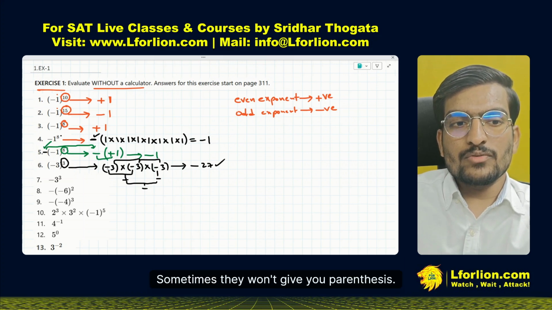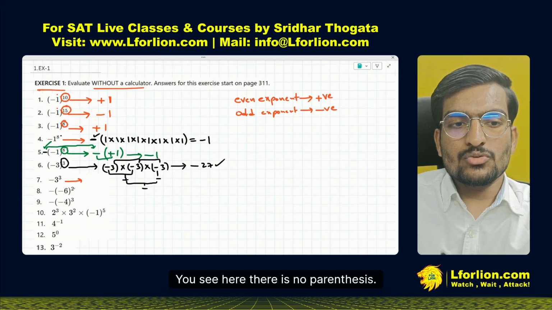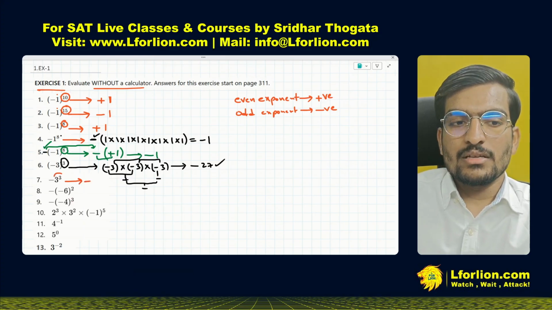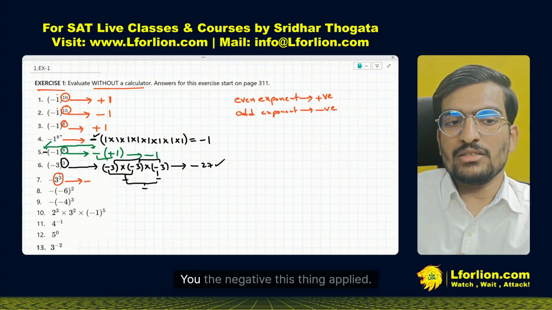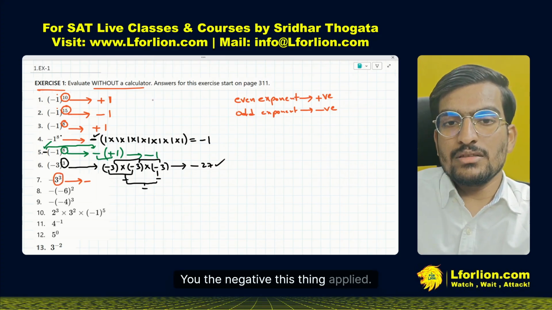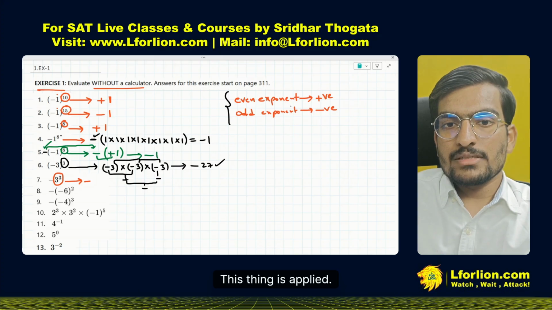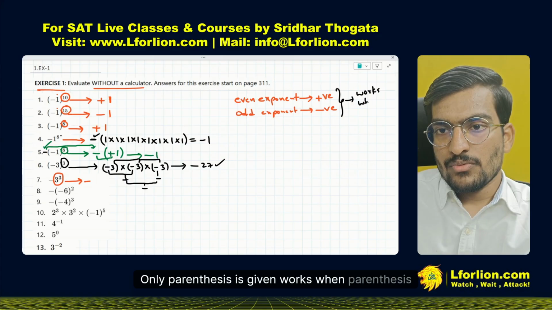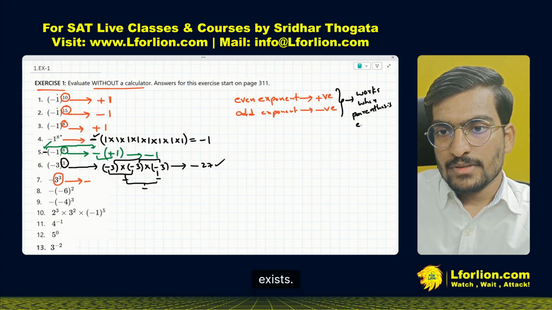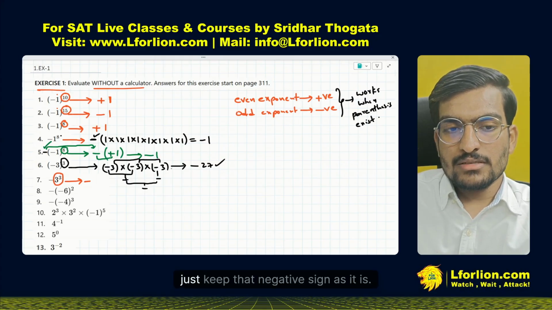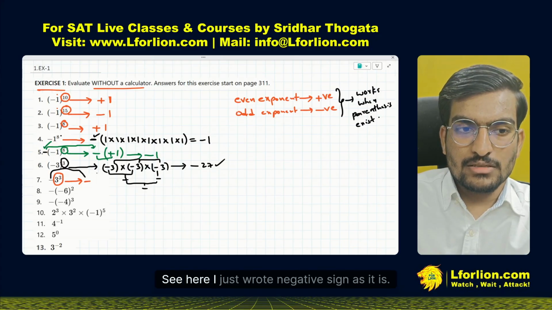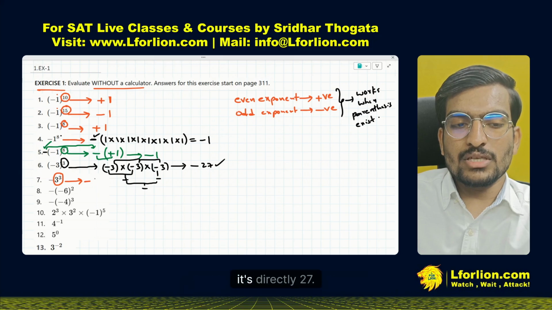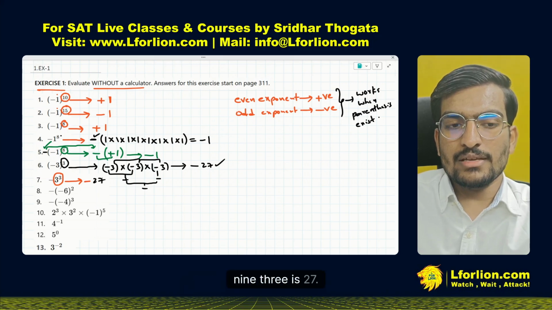Sometimes they won't give you parenthesis. You see here, there is no parenthesis. So we're going to keep that negative sign as it is. Don't do anything with that. Now you have to do this separately. The exponent applies only to what is inside the parenthesis; it works when a parenthesis exists. If there is no parenthesis, just keep that negative sign as it is. See here, I just wrote the negative sign as it is, I didn't change it. And 3 into 3 into 3 is directly 27. 3 3 is 9, 9 3 is 27.